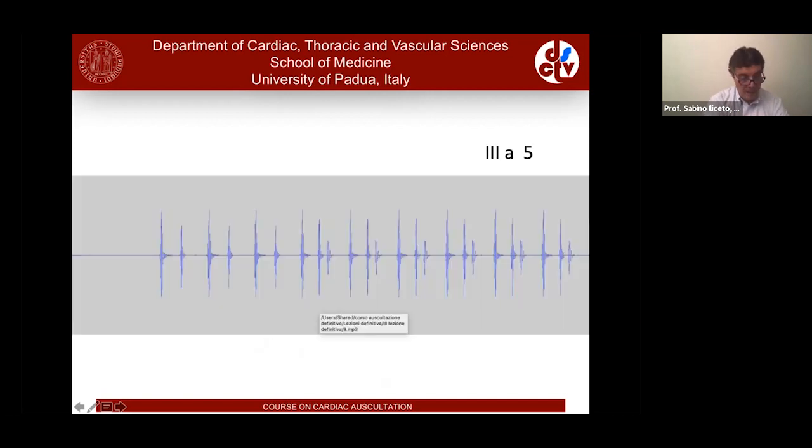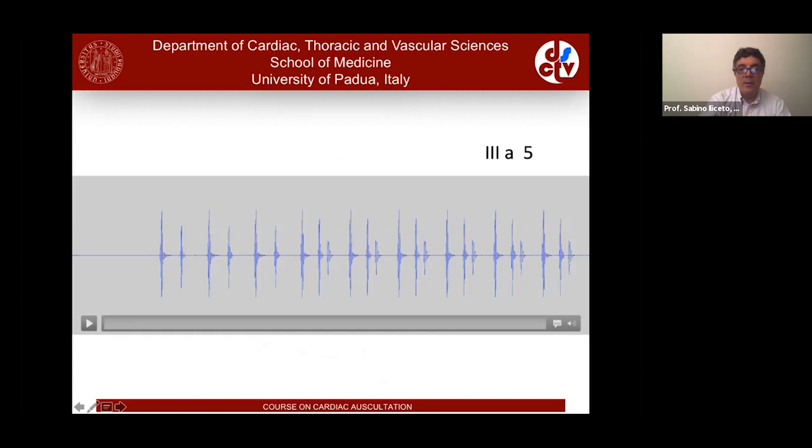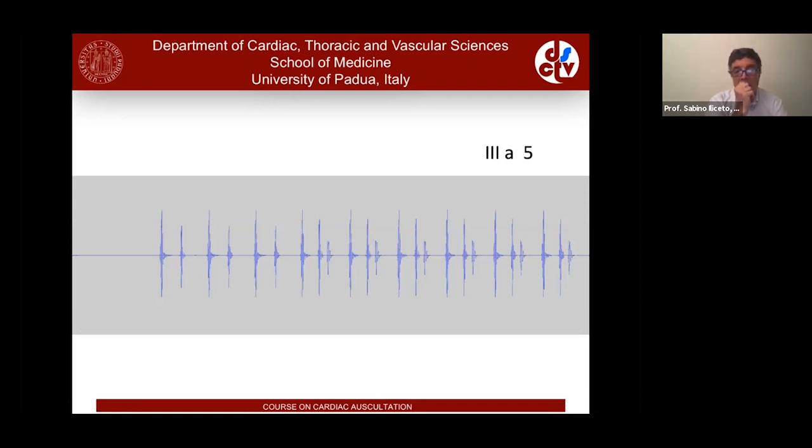This is an interesting case, and you will see again that the first 3 beats will be filtered. Then there is something new. A third sound will appear, and then the murmur will appear. Why am I stressing the concept of the third sound? Because the third sound, as I told you in the previous lesson last week, is something that is physiological in kids, but is a sign of a pathological finding involving the left ventricle in adults.